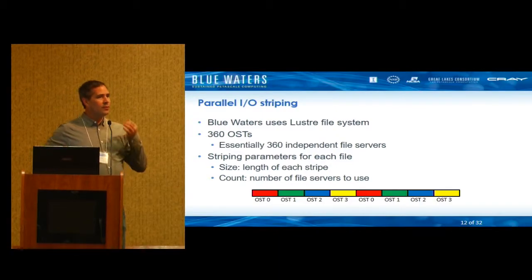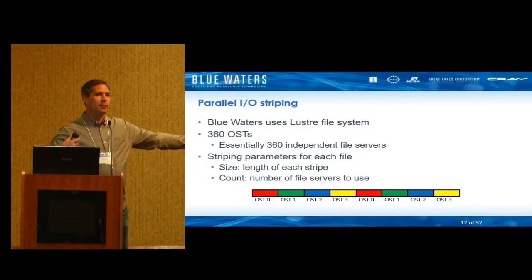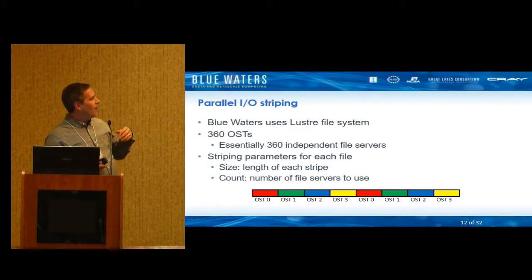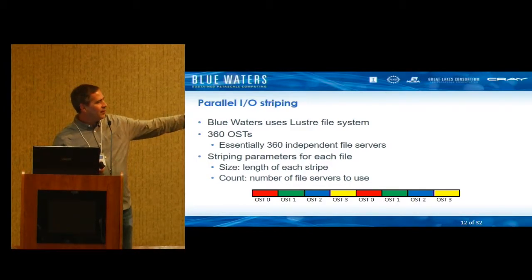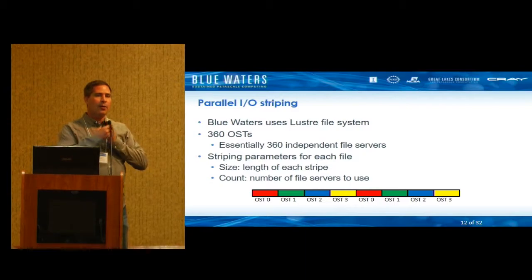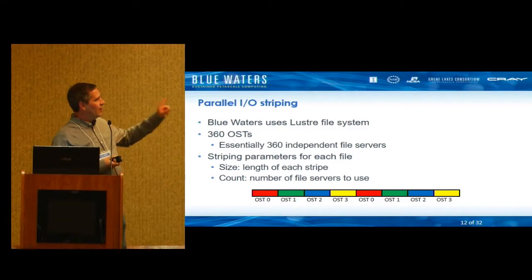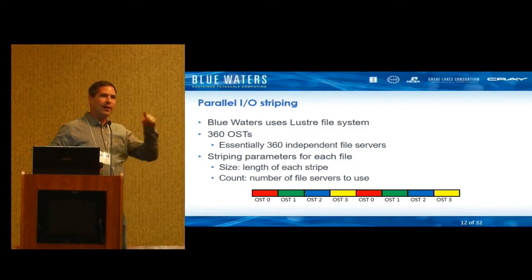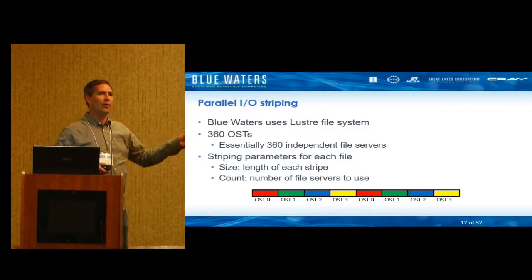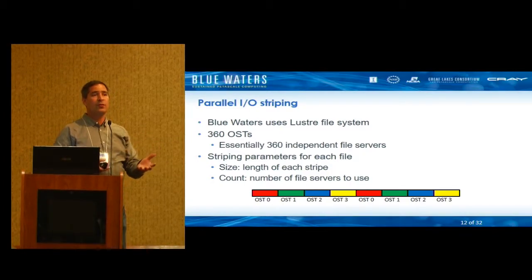Now, when you create a file, you can say, take the data for this file and distribute it across some number of file servers. So for example, in the graphic there, I tried to demonstrate a file split across 4 servers. You tell it how many servers you want and how large the stripes are, how large those chunks are. And it will distribute the data for that file across the file servers in a round-robin fashion. So this lets you get parallel throughput for a single file.